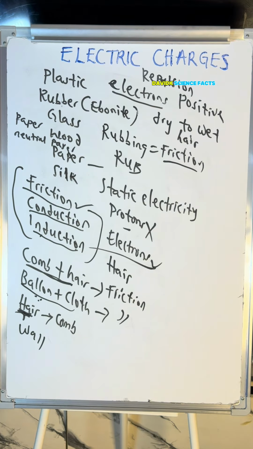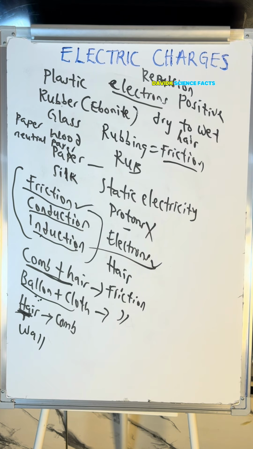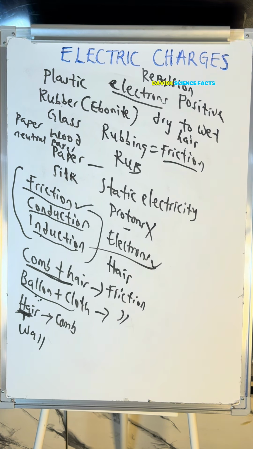So no stress. Question 2. This one confuses a lot of students. Listen carefully. If a negative rod is brought near a metal sphere, what happens to the side close to the rod? Don't rush. Think. Correct answer is B. Positive. Why? Because electrons are pushed away, so that side becomes positive.